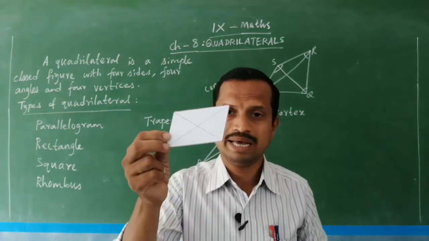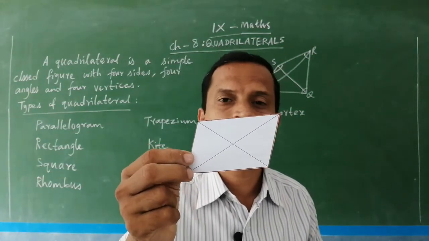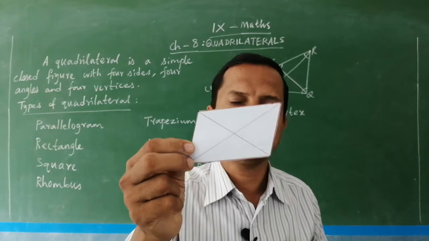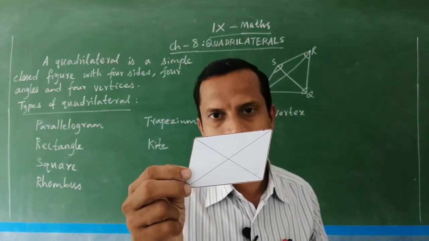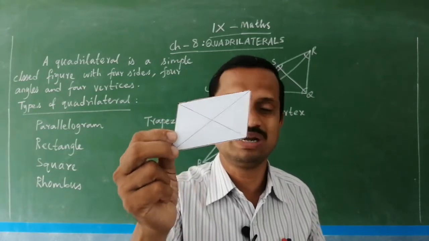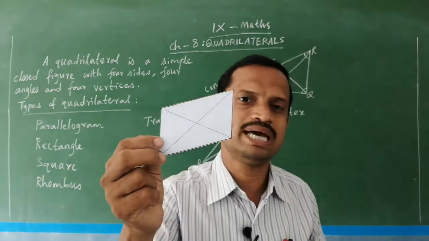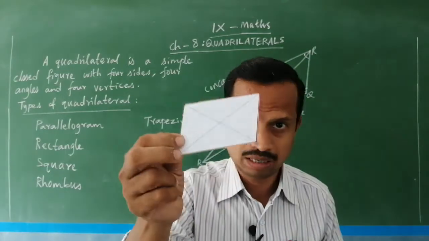So here diagonals are not equal in length. Okay. What about angles? Opposite angles are equal in measure. The opposite angles are equal in measure in a parallelogram.